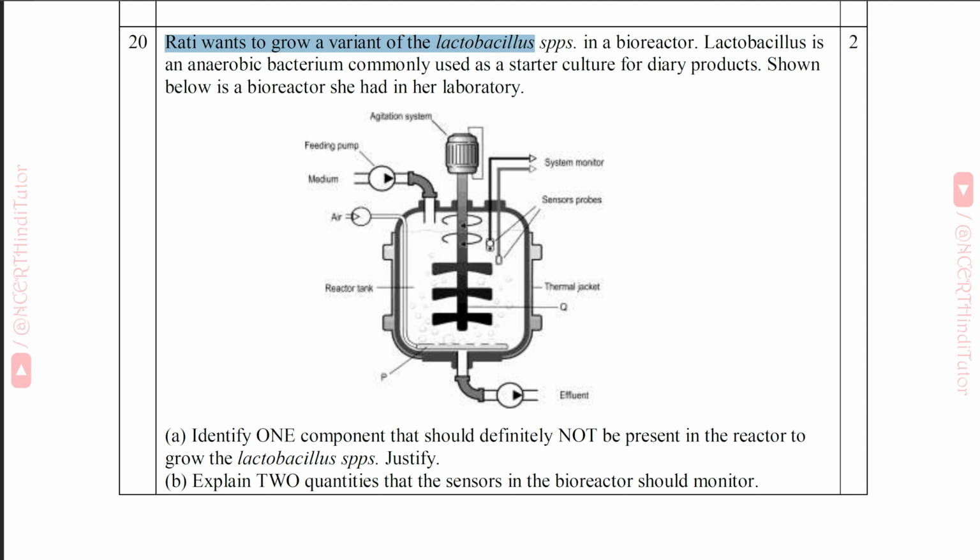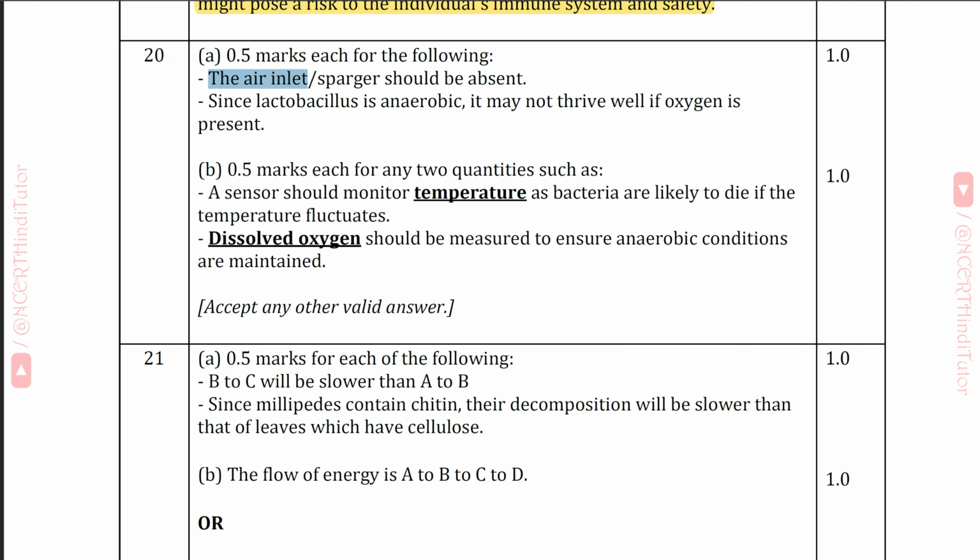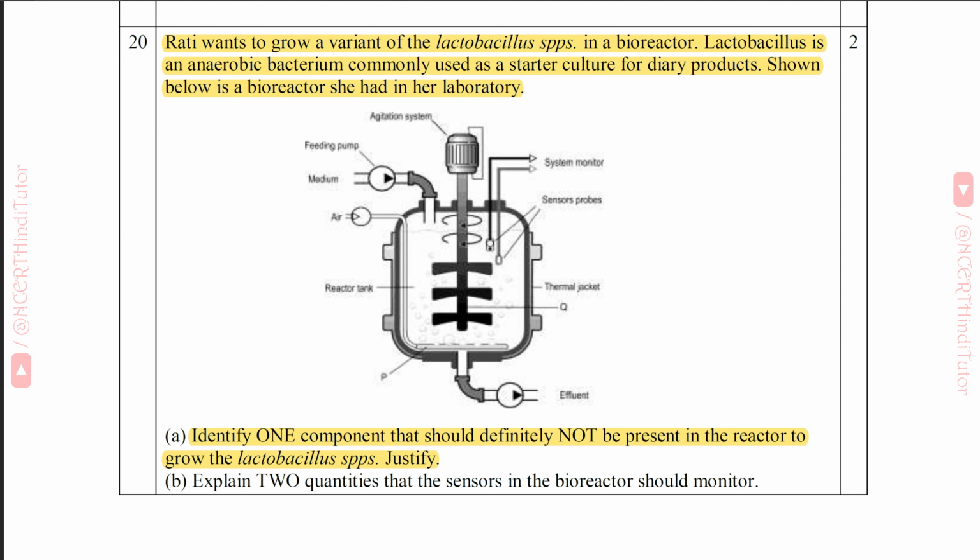Question 20. Rati wants to grow a variant of the Lactobacillus spp in a bioreactor. Lactobacillus is an anaerobic bacterium commonly used as a starter culture for dairy products. Shown below is a bioreactor she had in her laboratory. A. Identify one component that should definitely not be present in the reactor to grow the Lactobacillus. Justify. Answer. The air inlet sparger should be absent. Since Lactobacillus is anaerobic, it may not thrive well if oxygen is present. This component should not be present in the reactor.